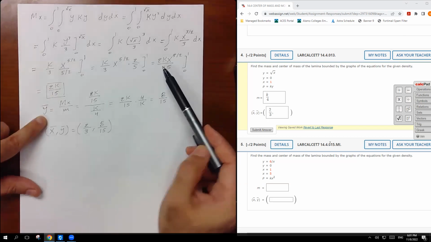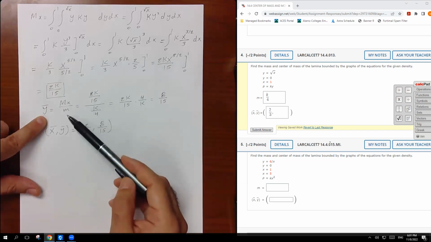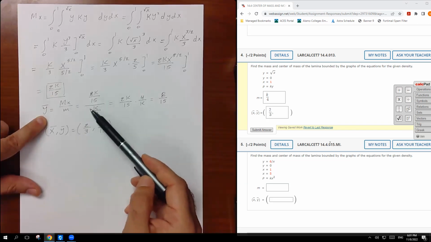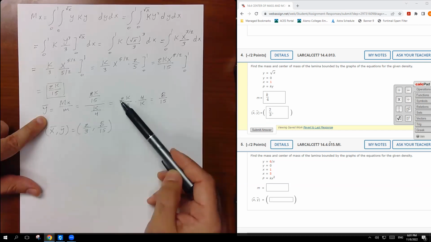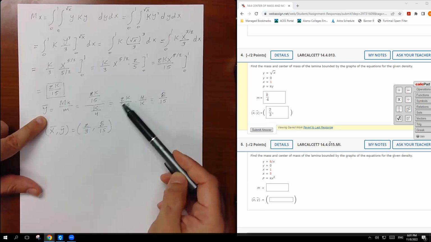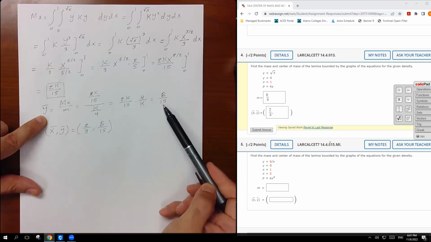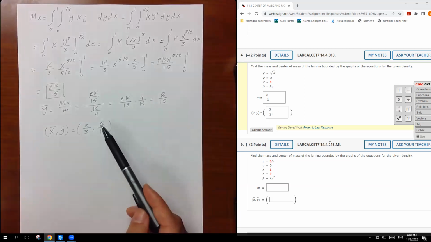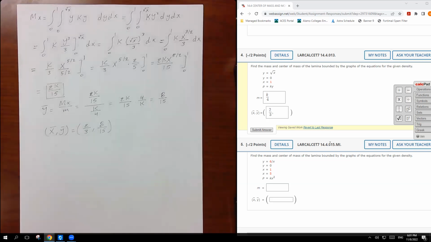That means y bar is going to be m sub x over m, 2k over 15 divided by k over 4, 2k over 15 times 4 over k. Cancel the k with the k, it is going to be 8 over 15. That means our y bar is going to be 8 over 15. So we're going to plug in here 8 over 15.